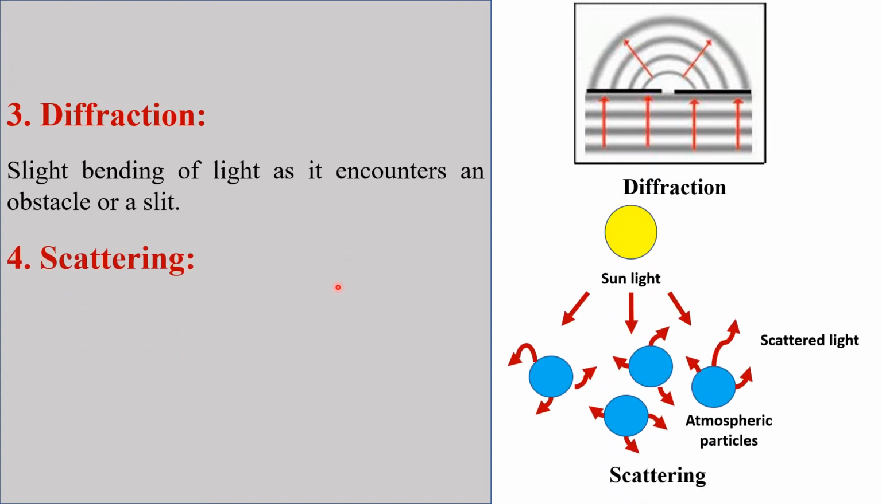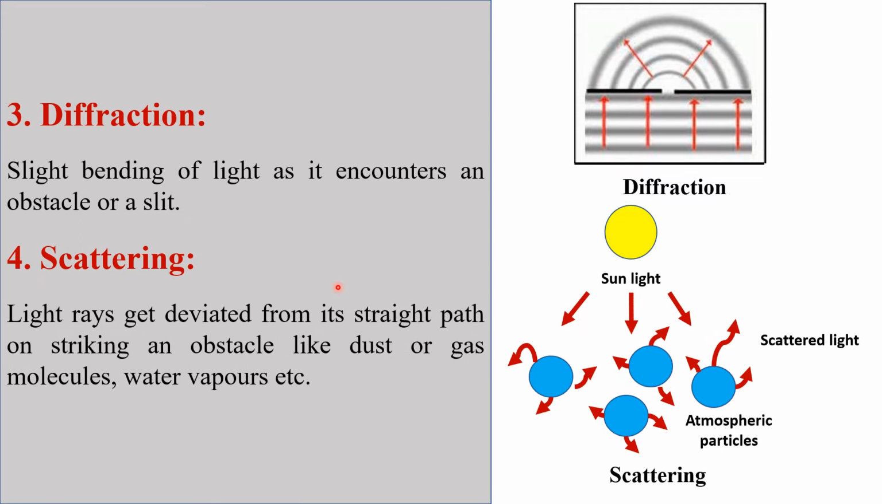Scattering. When light rays get deviated from their straight path on striking an obstacle like dust, gas molecules or water vapors, etc., it is called scattering. Suppose sunlight is coming in a straight path and it hits some particles in its way. Then instead of going along its straight path, light rays get deviated by these particles and become scattered.